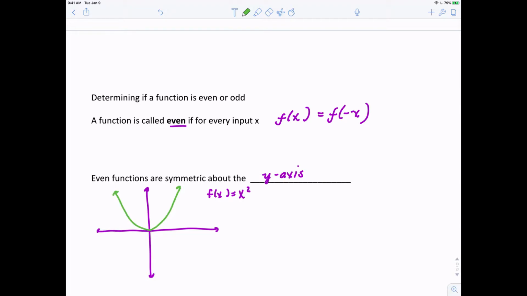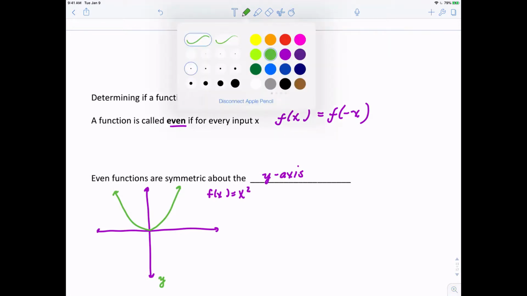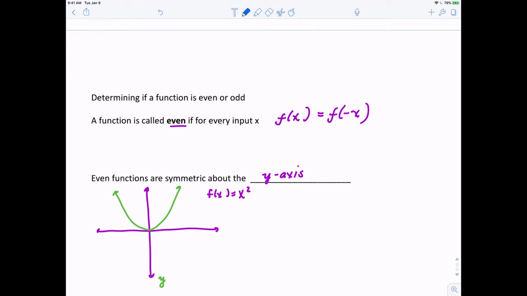Now, what makes this an even function, notice that it's symmetric about the y-axis, meaning you could fold it on the y-axis and the left side and the right side of the graph would match up and look exactly the same. In terms of coordinates, for example, the point 2, 8 is on this graph. And notice that the point -2, 8 is also on the graph.